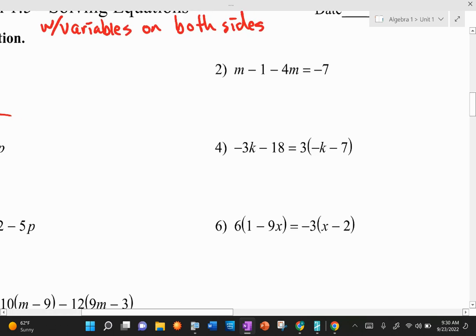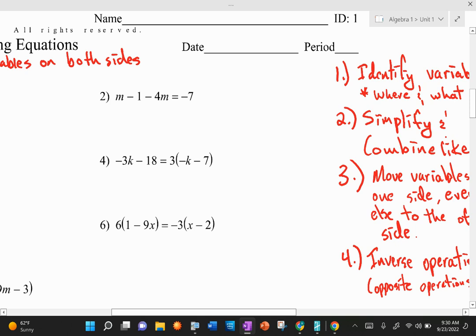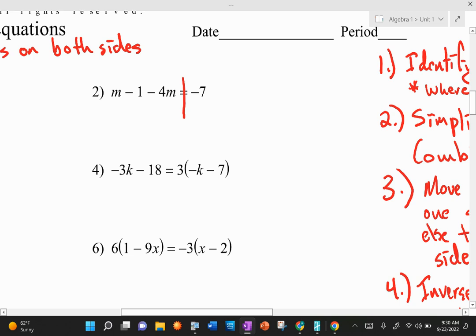So number 2, our first step is identify the variable and locate it. Our variable is m. We're all on the left side. Now I'm going to simplify and combine like terms. There's nothing I need to multiply or distribute, but I can combine the m and the negative 4m. So this is really important right here because we combine this wrong often. And when I say we, I mean everyone. M minus 4m is how you should look at that.